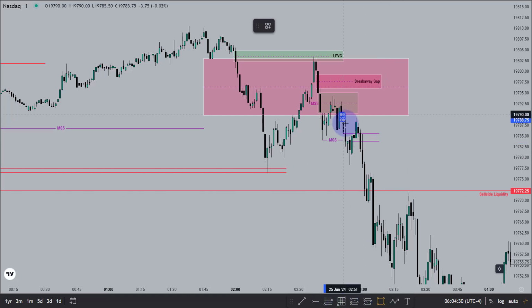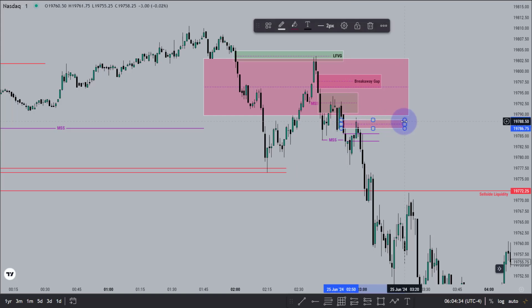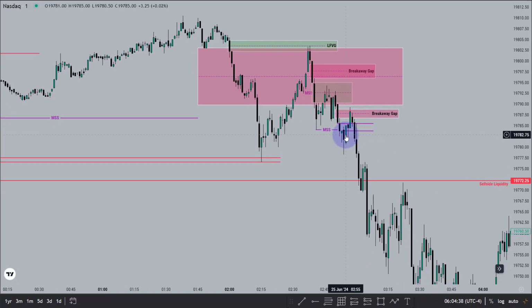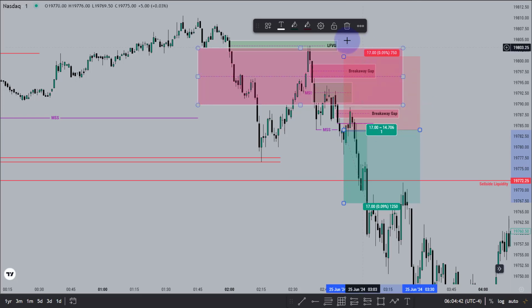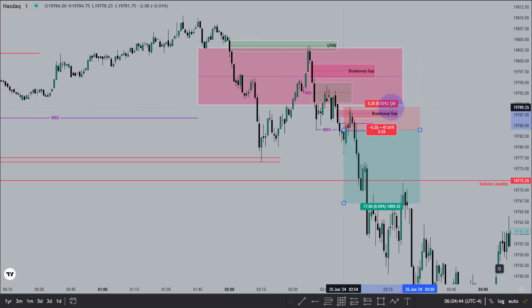And this is your breakaway gap. Sorry, let me mark it clear over here. This is your breakaway gap. So you will take your entry to this entry fair value gap. If it is the immediate reaction, you will take your entry over there. You will cover the breakaway gap.